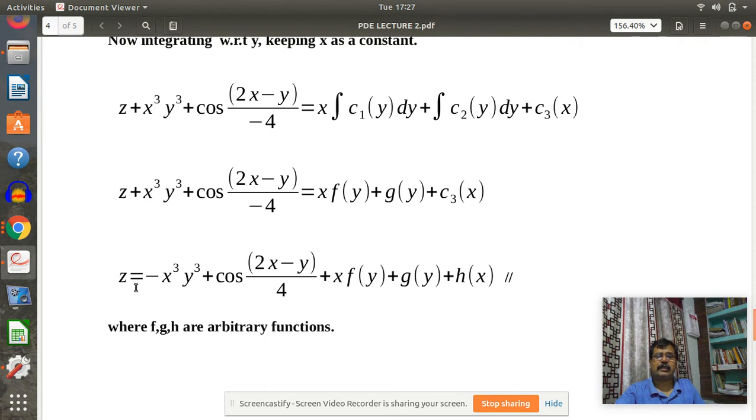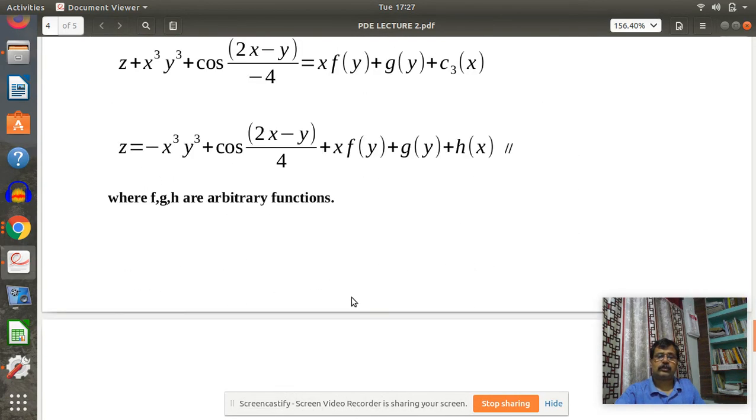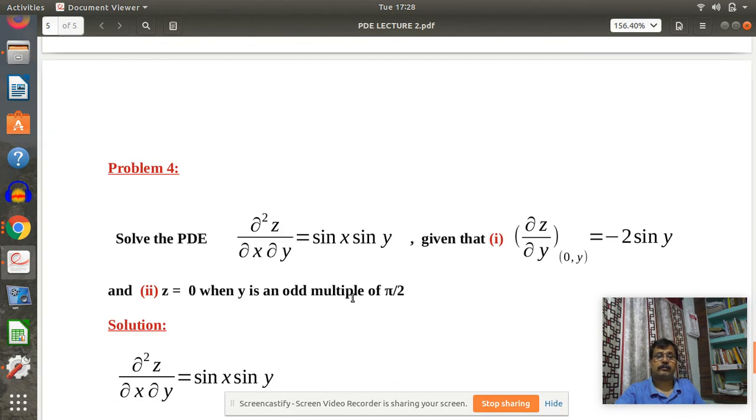That is z equal to, I'm taking all other terms to the right side. So plus x cube y cube becomes minus x cube y cube, and minus cos of (2x minus y) by 4 becomes plus cos of (2x minus y) by 4, plus x into f of y plus g of y plus h of x. Okay, so that is the solution of this partial differential equation. So this is the idea of solving a partial differential equation by direct integration.